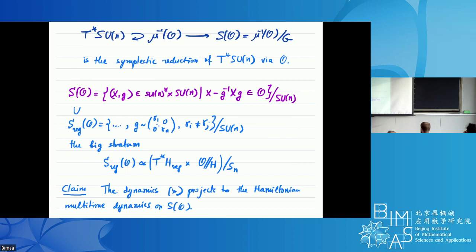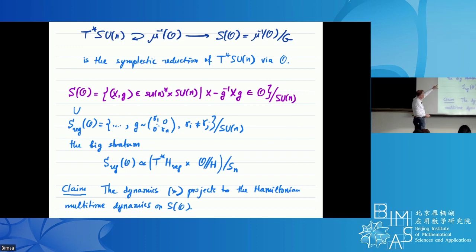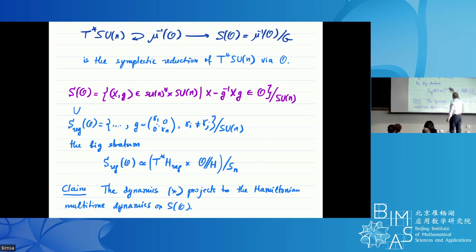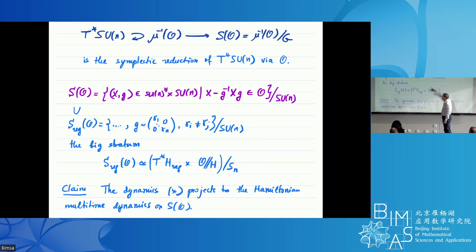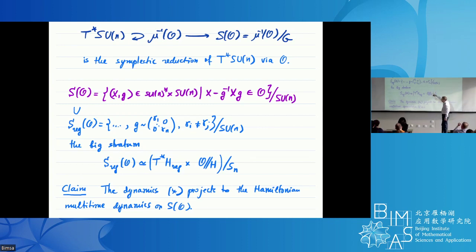So let's not pay attention for the time being to the low dimensional pieces. The big stratum is just the space where element G has different eigenvalues. So that's an open dense subset over there. It's easy to see that this thing is isomorphic as a symplectic manifold to the cotangent bundle to the regular part of the Cartan.